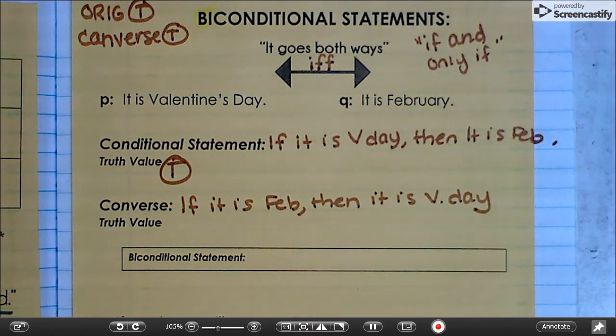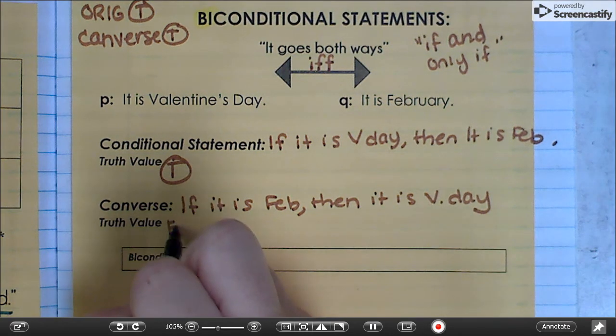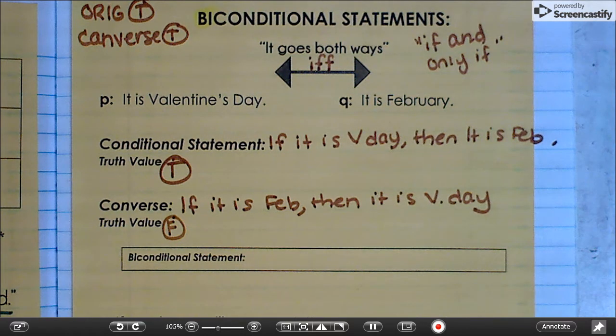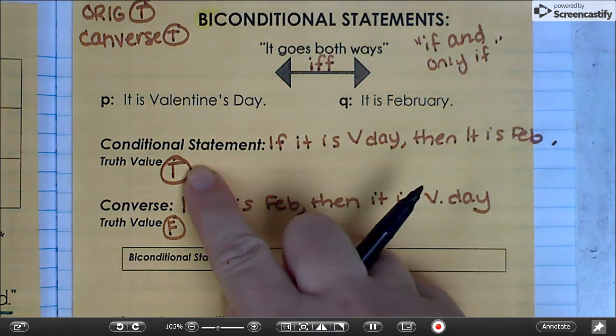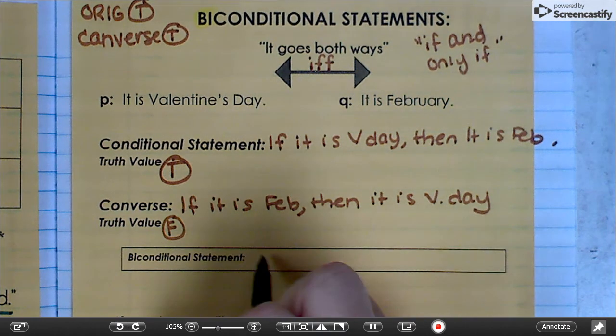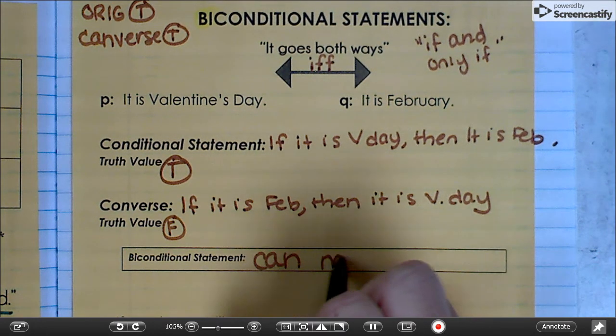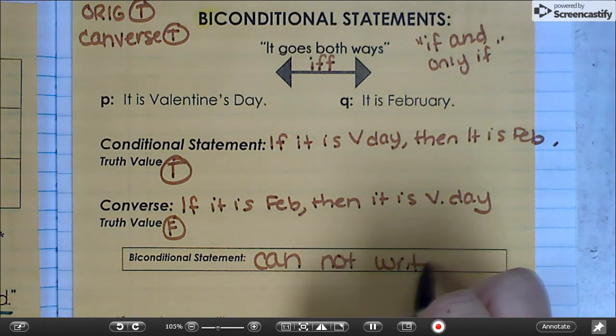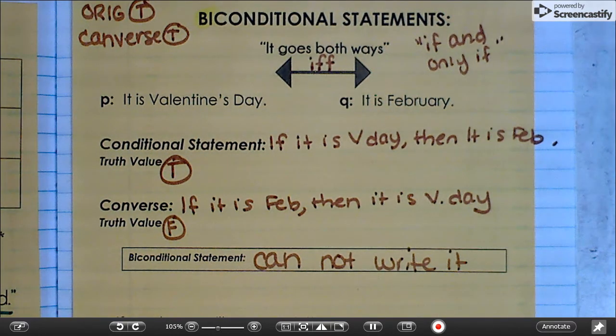So again, we need to determine if this is true or false. Well, if it's February 3rd, that's a day in February, but is that Valentine's Day? No. So this is false because there are days in February that are not Valentine's Day. And therefore, because we have a true original and a false converse, we cannot write a bi-conditional statement. Okay, this would be a no.